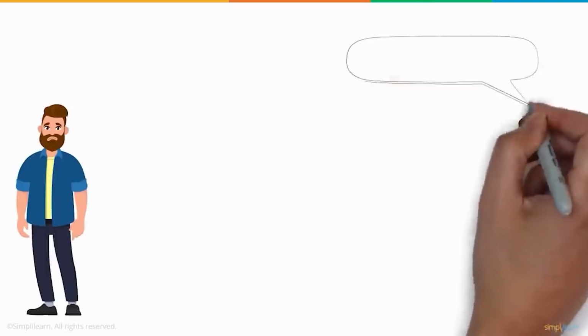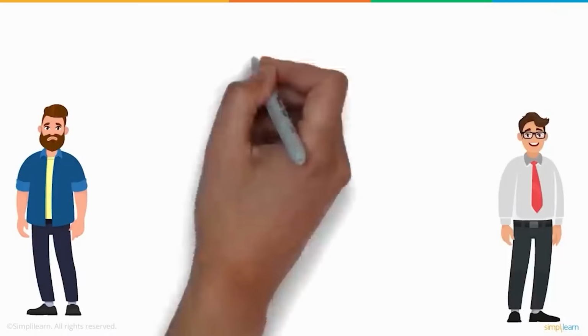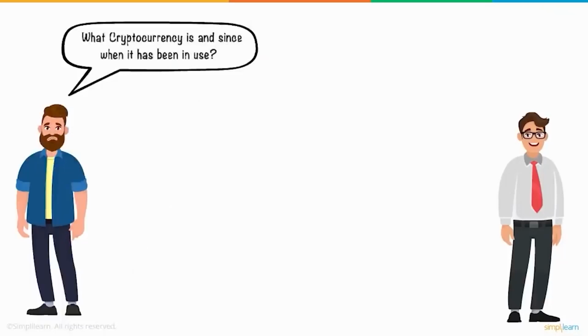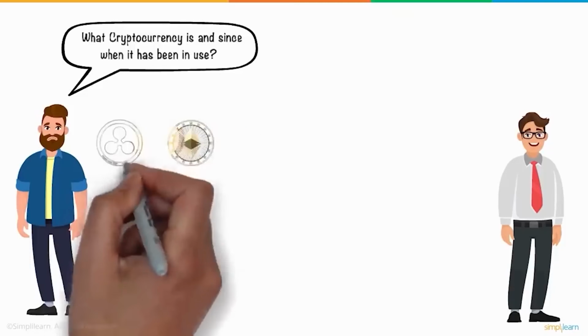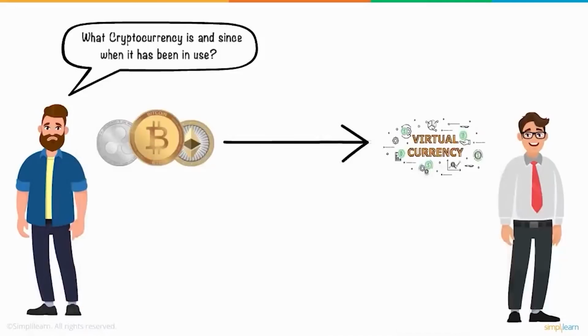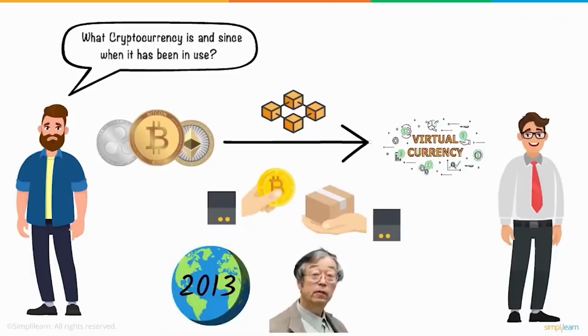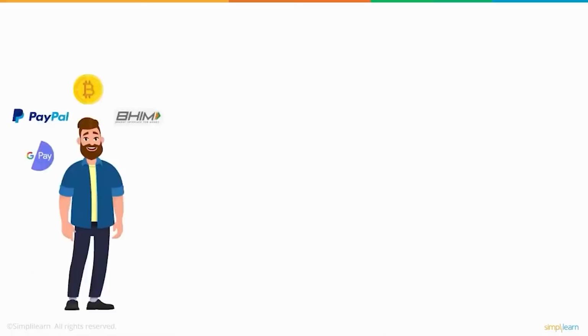To which his response was, "It's simple. I used Bitcoin, a type of cryptocurrency." Daniel was confused and he asked what cryptocurrency is and since when has it been in use. Frank stepped up and explained to him. Cryptocurrency is a virtual or digital currency that works on blockchain technology and is designed to work as a medium of exchange online to buy goods and services and make payments, which was introduced to the world first in 2013 by Satoshi Nakamoto.